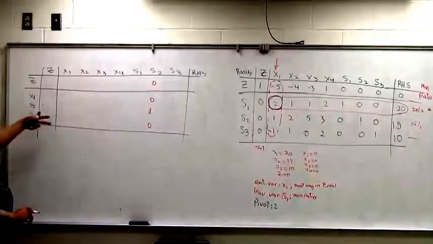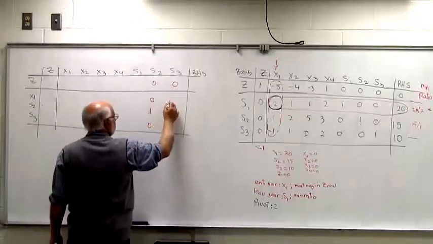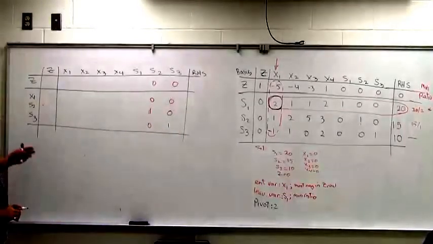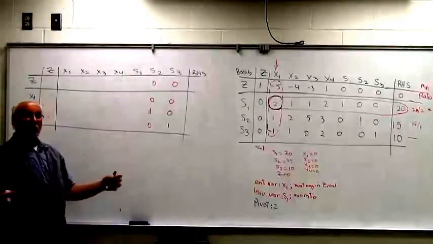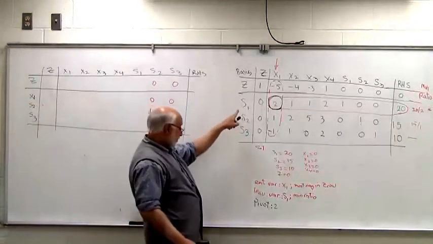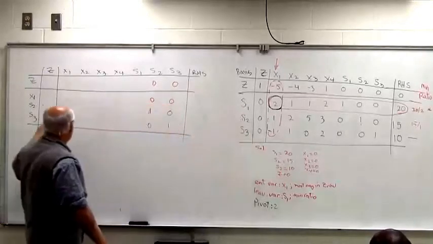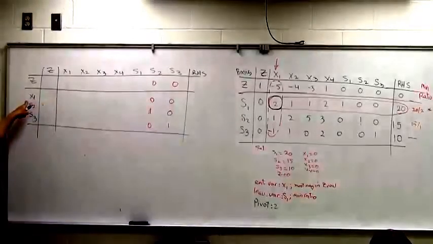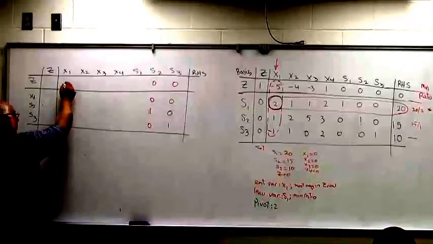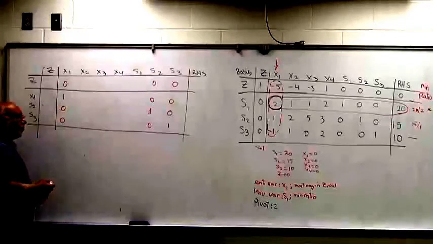What would I have under the column of S3? I would have zero, and one. What would I have under the column of S1? I don't know. How come I knew that in here? Because S1 was here. So now that X1 is here, what would I have under the column of X1? I would have 0, 1, 0, and 0.